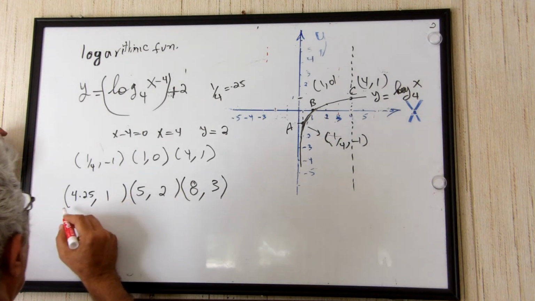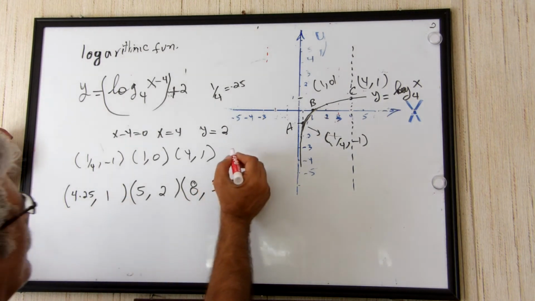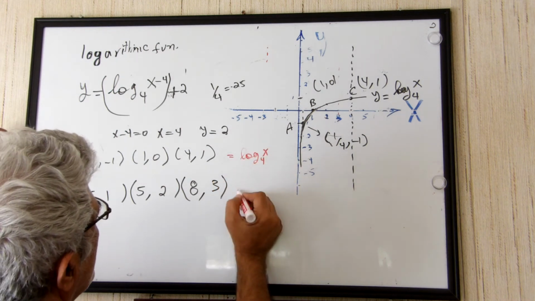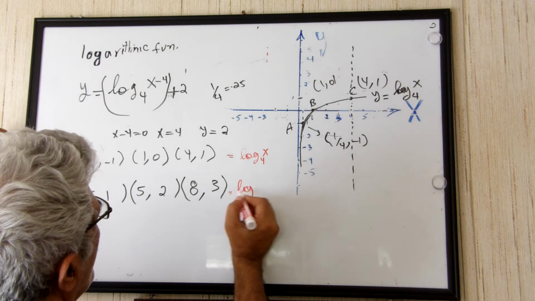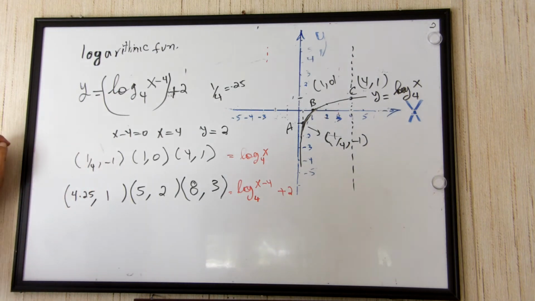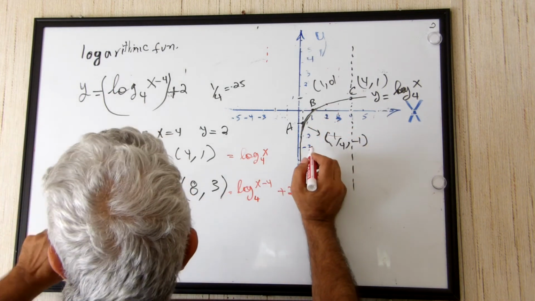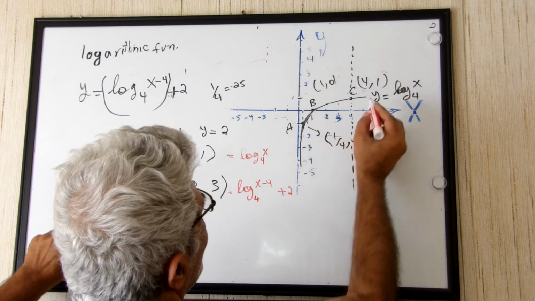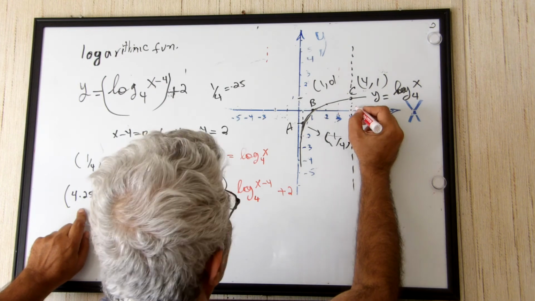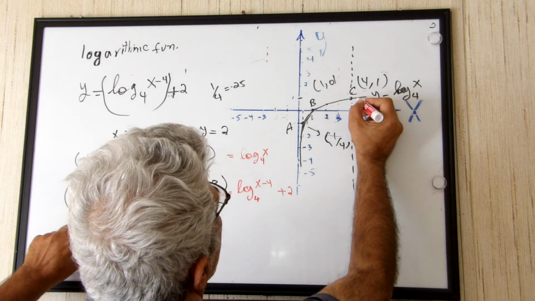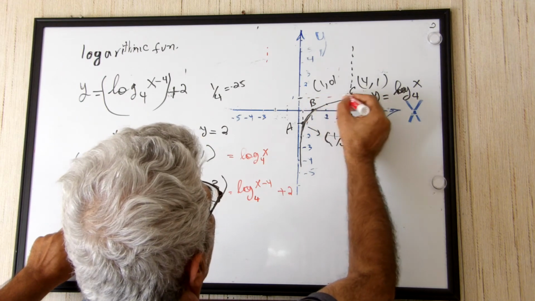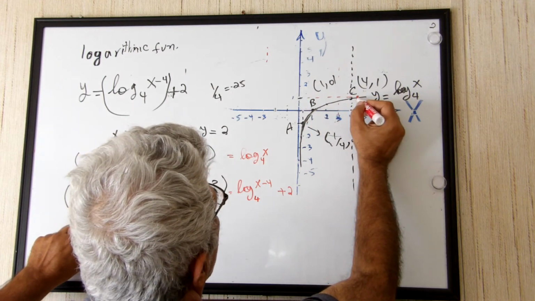So this is the points for log of 4x, and this is the points for log of 4x minus 4 plus 2. Okay, let's see. If we have 4.25, 4 here, 0.25, it should be here, and then 1. So it's going to be at this point, exactly. It's going to be this point.